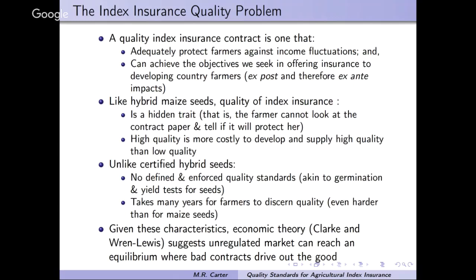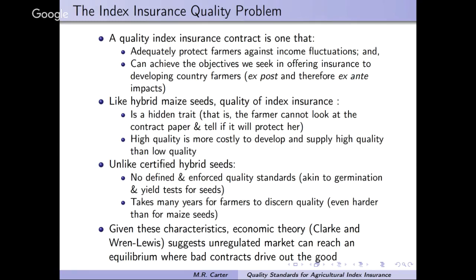So let's go back, in our minds at least, to the picture of the woman holding the piece of paper. Index insurance contracts are very similar to a hybrid maize seed in the sense that the farmer can hold either the insurance contract in her hand or a hybrid maize seed in her hand. And exactly what's going on in that piece of paper, or in the genetics of that seed, is a hidden trait. The farmer can't tell by looking at the seed or the contract paper whether that contract is going to protect her or whether those maize seeds are really going to yield what is promised.